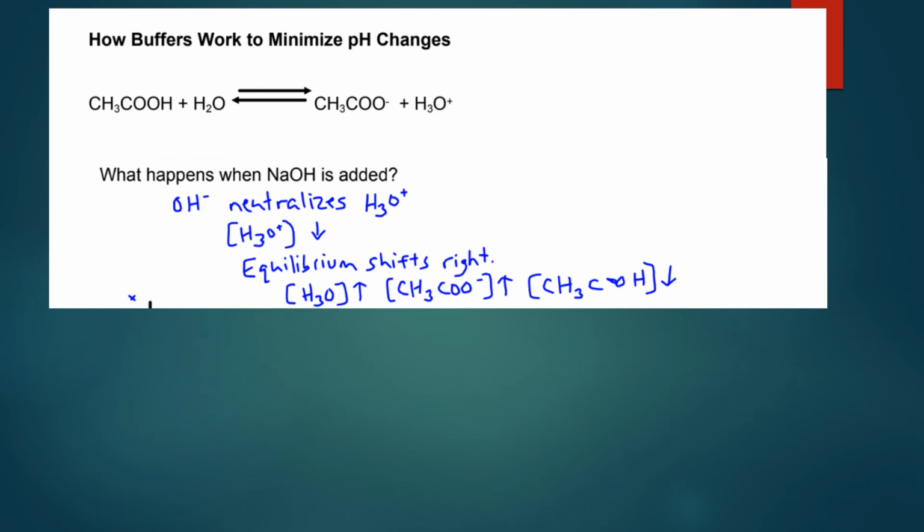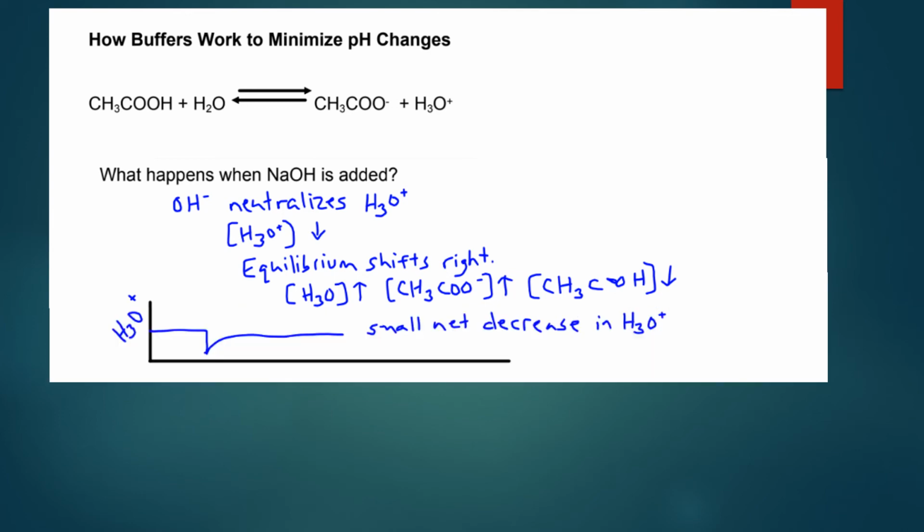And if we shift equilibrium to the right, we're going to get increases in hydronium and acetate ions and a decrease in the acetic acid concentration. Again, it's going to resist that change. So here's where we have that concentration of hydronium over time. You can see that we have a sharp decrease in hydronium when I first add the strong base.